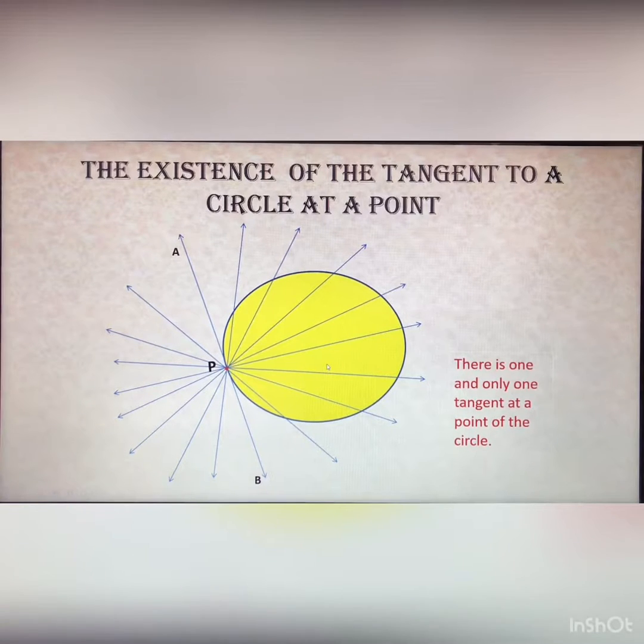There are infinite numbers of points on the circle. Therefore, you can draw an infinite number of tangents on the circle. But only one tangent can pass through a single point.